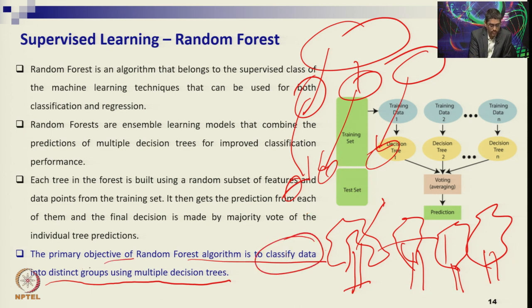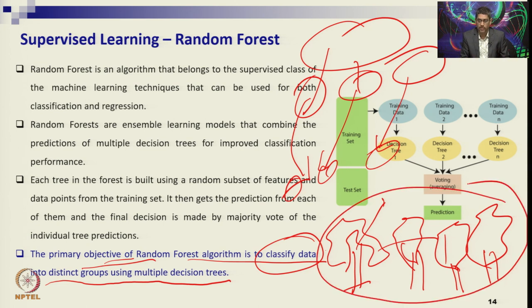The main objective, the primary objective of the random forest algorithm, is that you take the one decision tree technique, the method or process, and extend it to multiple samples of the data, using different decision trees, different trees in your forest. Based on the majority, you classify the data into different classes, different samples, and using multiple decision trees, you take the final decision.